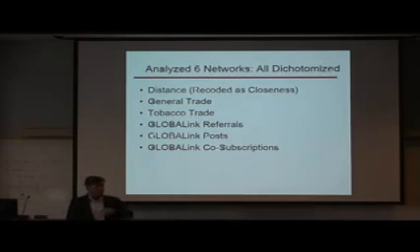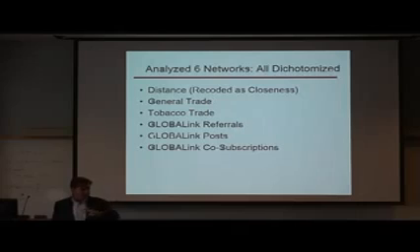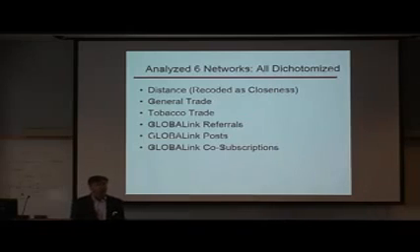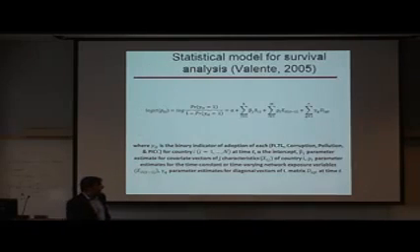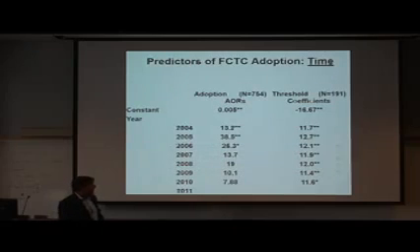And then global link posts. There's all kinds of posts that go on here. If I post a message, did you reply to it, and so on and so forth. And then subscriptions. So there are 43 different subscription services you could have on Global Link, and if countries were subscribing to the same thing, they would be connected via those co-subscriptions. I have a statistical model. It's the same one I've been running before, this event history analysis model. And then I do my analysis.